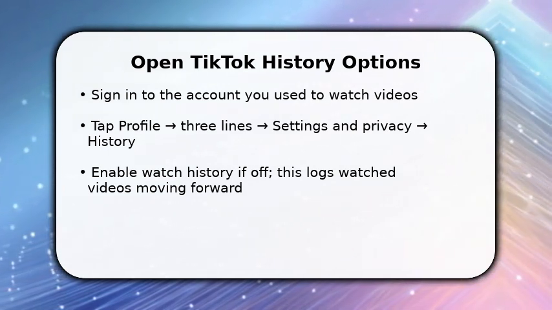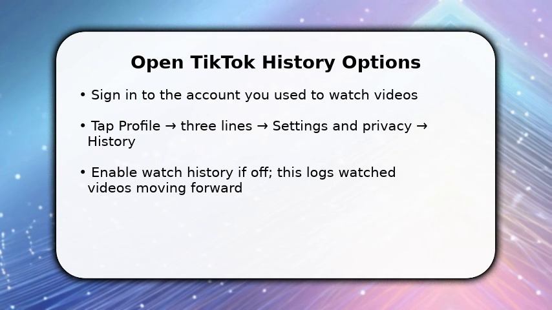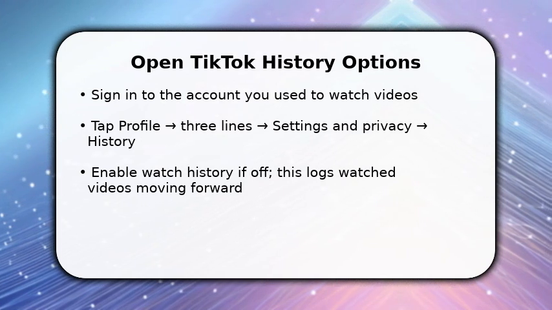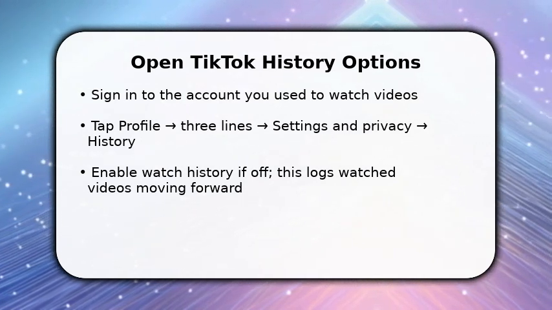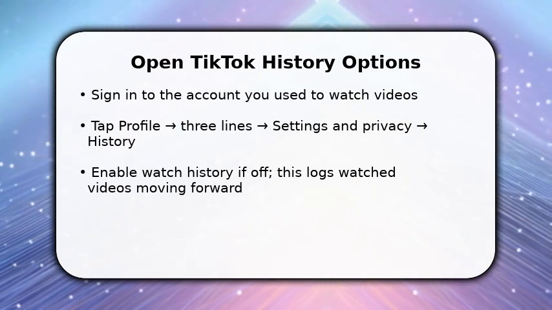If watch history is off, toggle it on. This lets TikTok save what you watch going forward. If it's already enabled, you're ready to search. Also make sure your app is updated, because older versions hide history features. Now that history is active, move to the search and filter steps next.